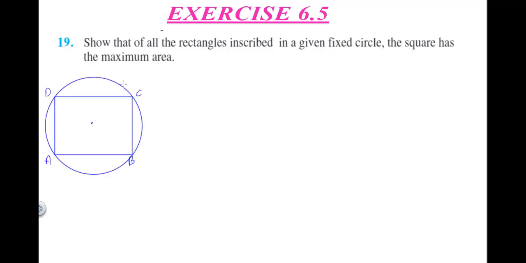Now I have drawn a circle and a rectangle inside it. So the square has the maximum area. That means what we have to prove? That among all the rectangles which are inside this circle, the square has the maximum area. That means it will have the maximum area only when the rectangle is a square. So we actually have to prove the length and breadth are equal. We have to prove that this will be a square, then only it will have maximum area.